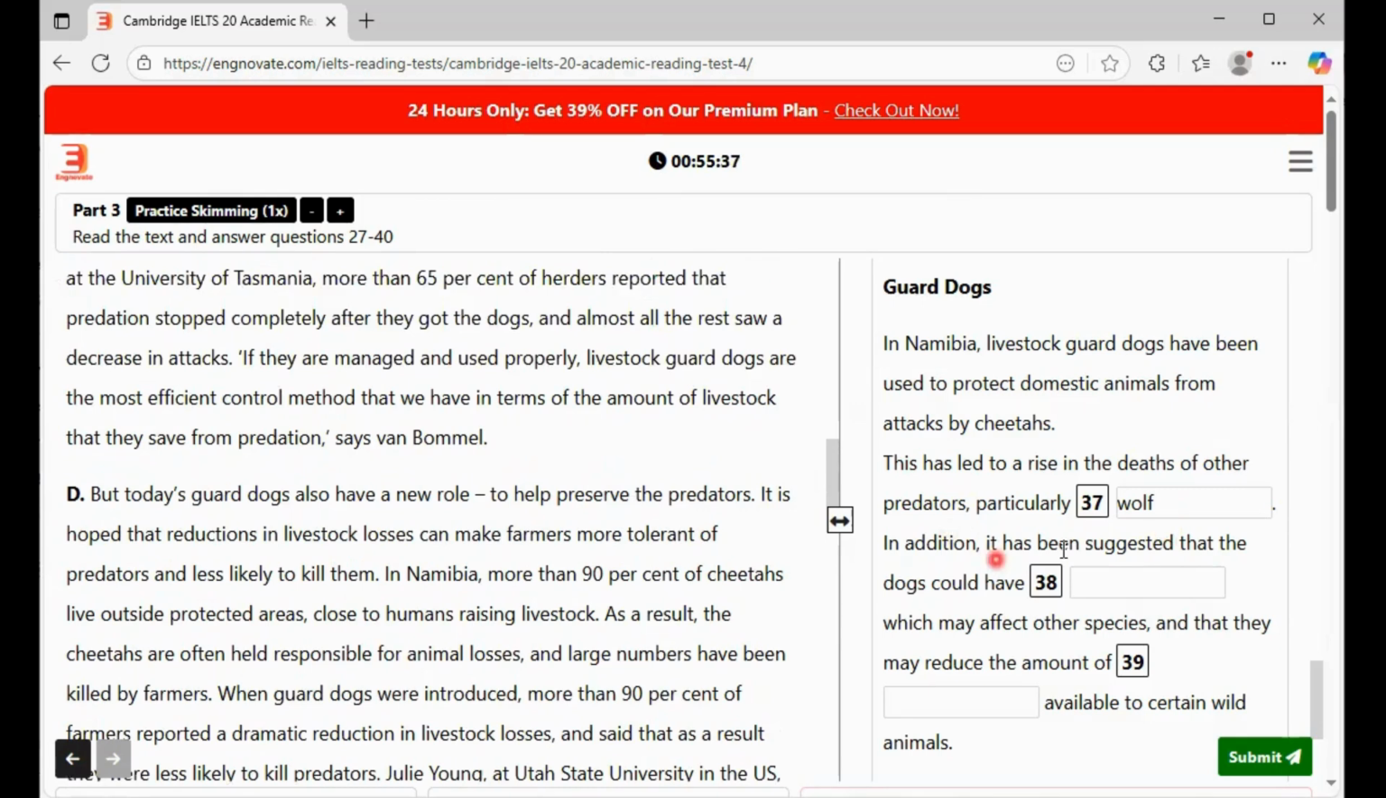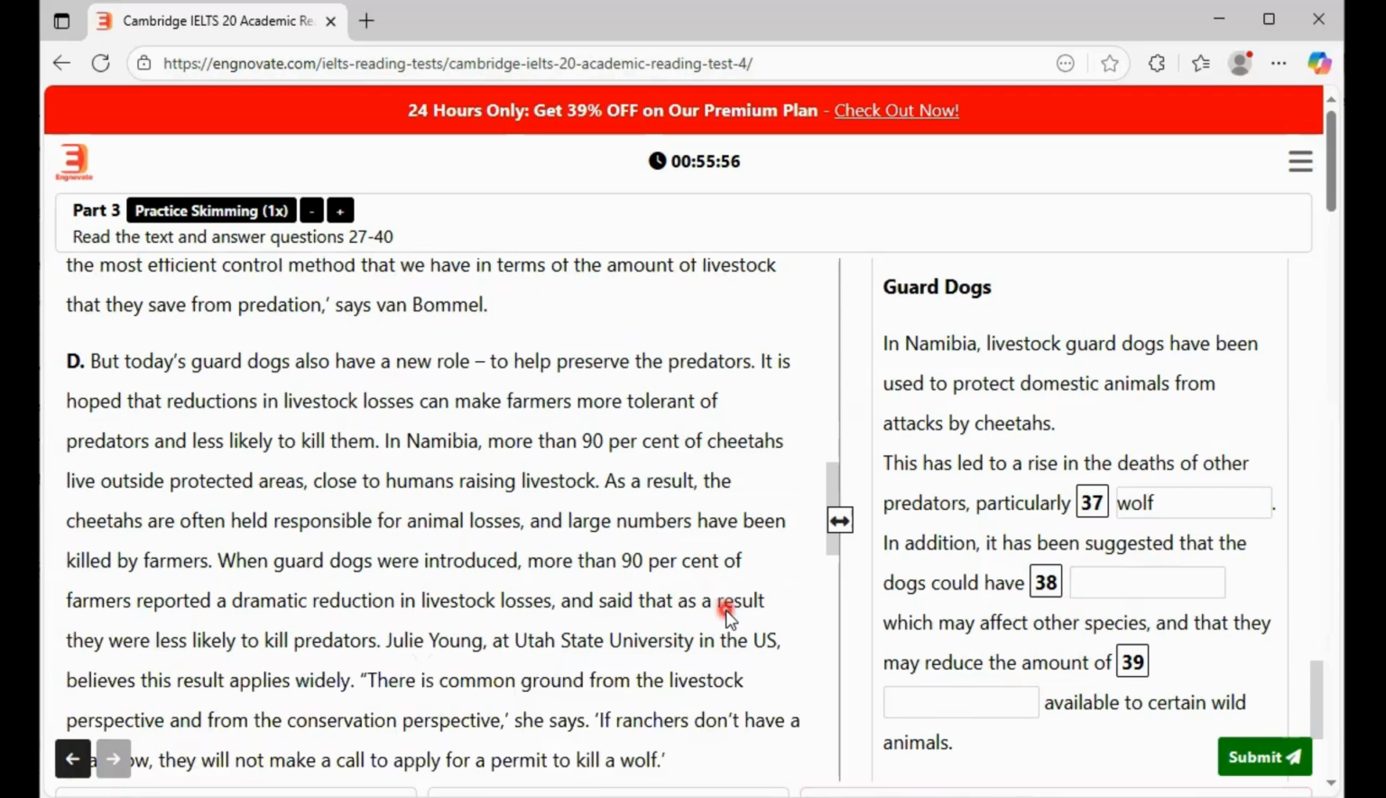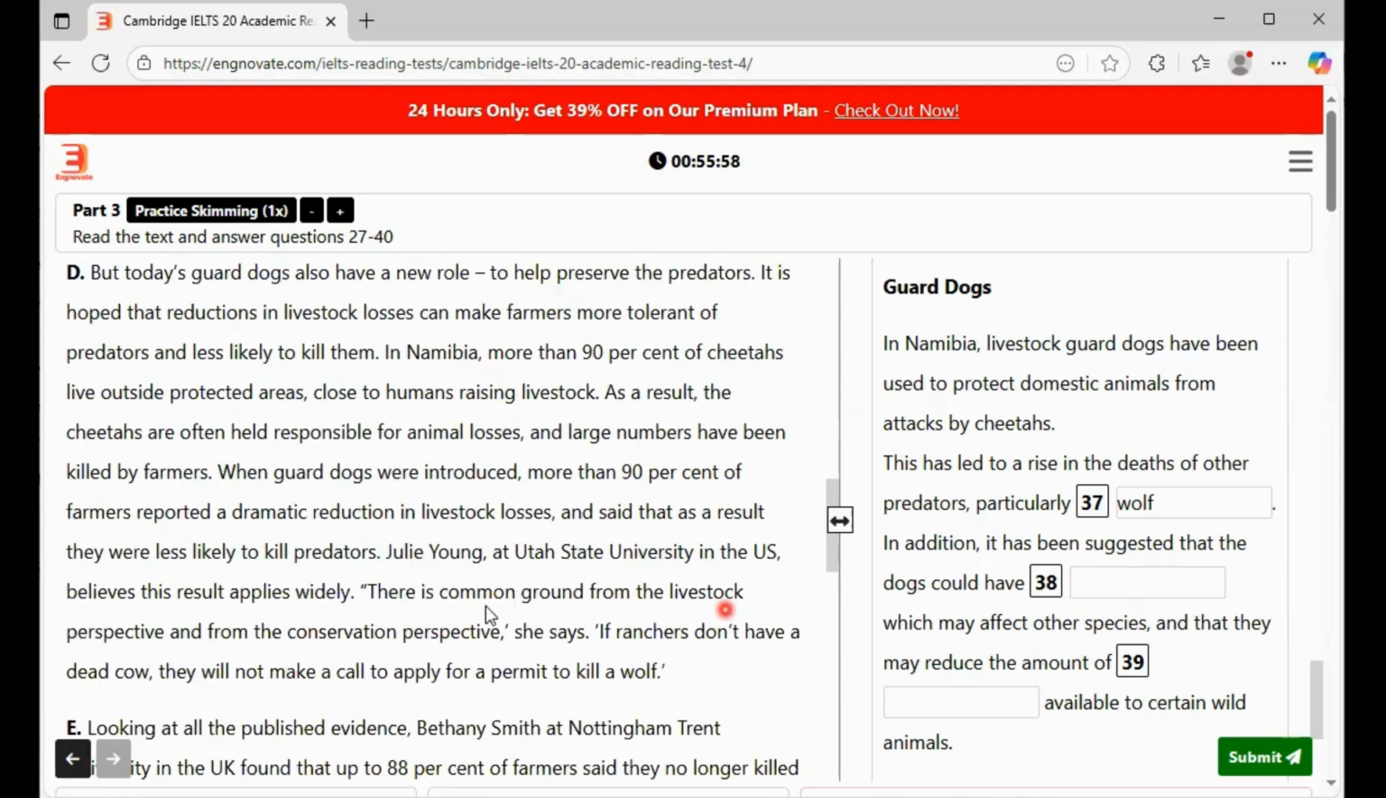In addition, it has been suggested that dogs could have dash, which may affect other species, and that they may reduce the amount of dash available to certain wild animals. Dogs could have dash. Okay? Dogs could have what now?